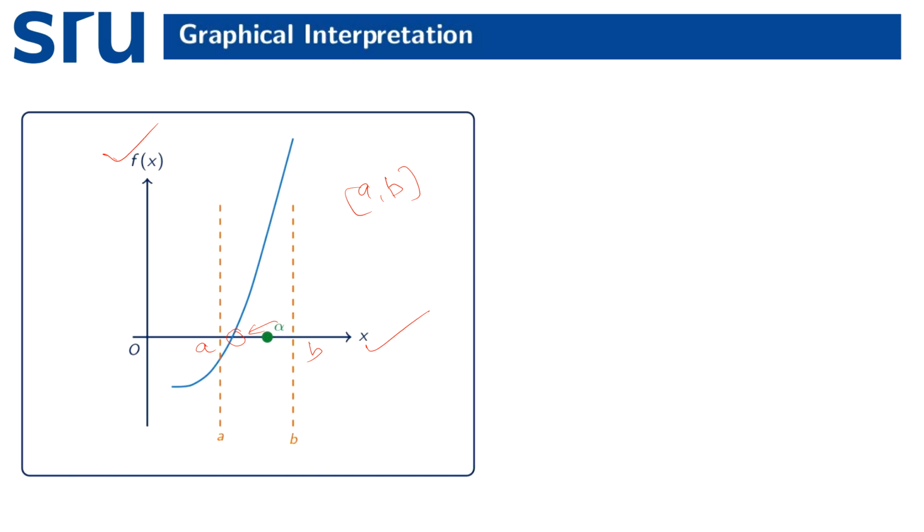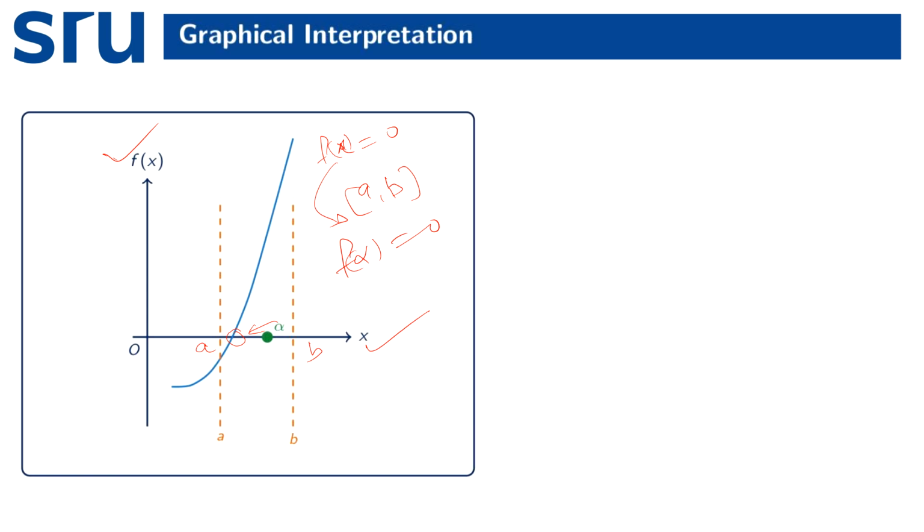What does this crossing mean? It simply means that at that point f of alpha is equal to 0. Okay, so this point alpha is actually the root of the equation, the root of the equation f of x equal to 0.